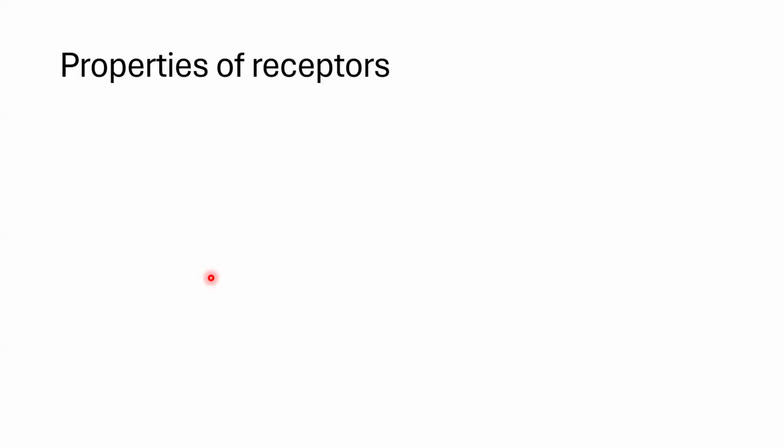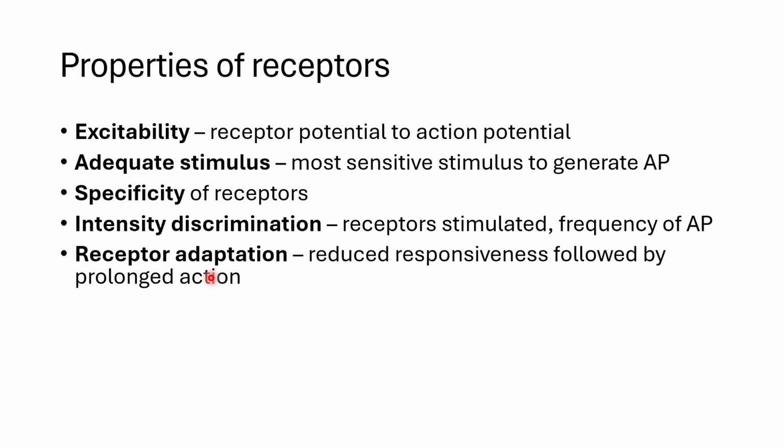What then are the properties of receptors? We have five properties of receptors. One of them is excitability of the receptor. The receptor must be able to generate an action potential, so the receptor potential must be converted to an action potential. That's one of the characteristics of a receptor.